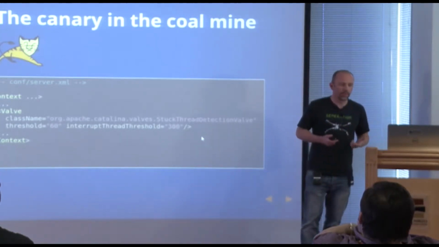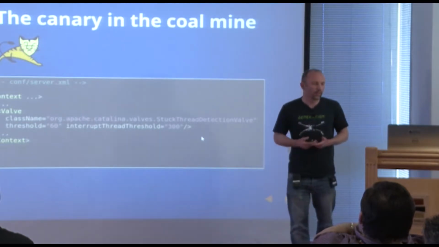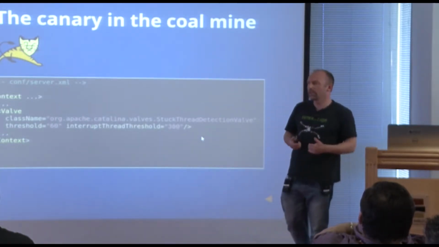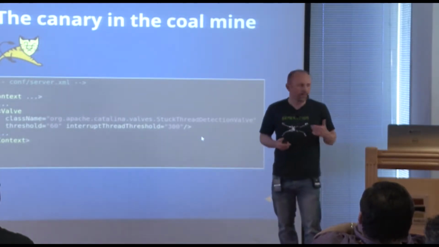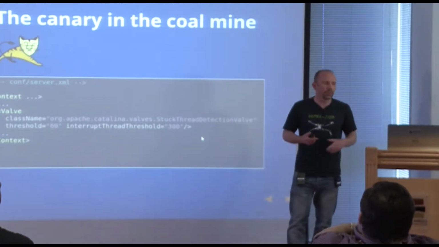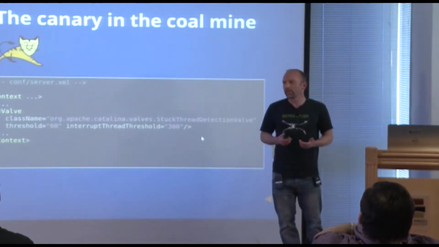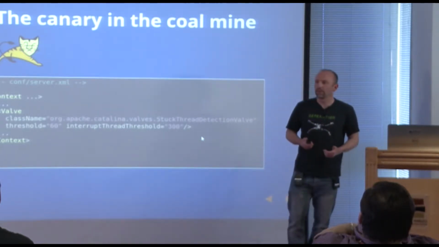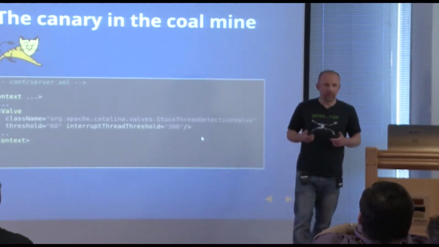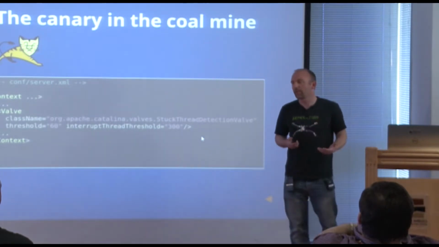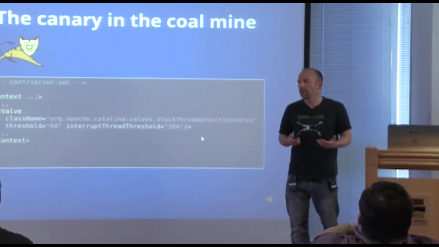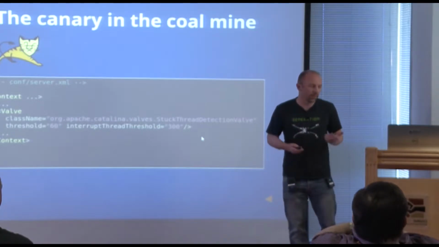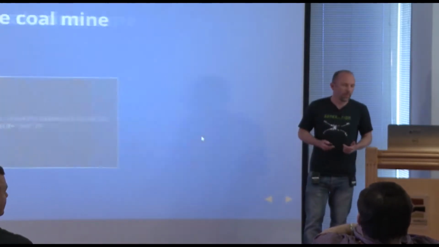For example, Tomcat has a stuck thread detection valve that's got a threshold of 60 seconds, so anything over 60 seconds will be reported. And they've got something unusual in that they also try to interrupt the thread at a certain threshold, which may or may not work because not all threads are interruptible. Also bear in mind that if you do interrupt the thread, you can leave the program in an inconsistent state. So just be careful with that kind of thing.